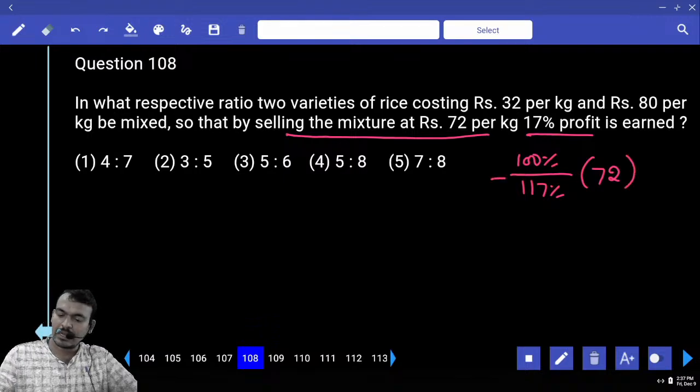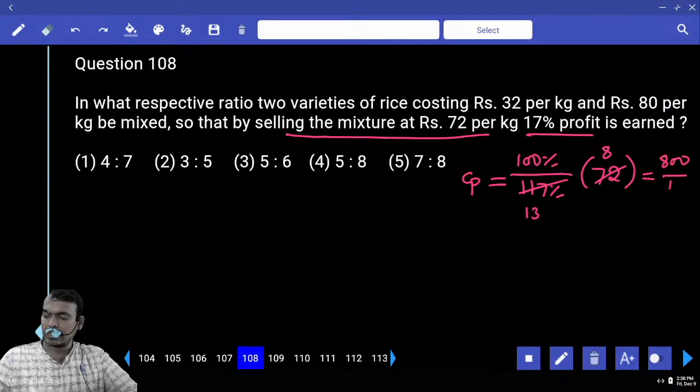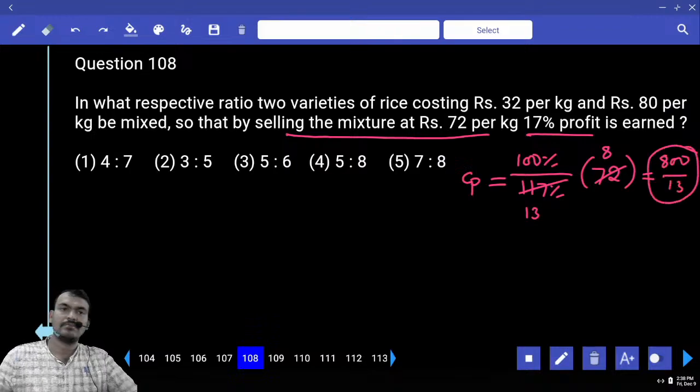72. Then we get the cost price of the mixture, or the selling price of the mixture. Cost price of the mixture. 9 how many times 72? 8 times. 9 how many times 117? 13 times 100. Then it will be 800 by how much? 1300. Means it is the cost price of the mixture, 100. Cost price of the mixture.